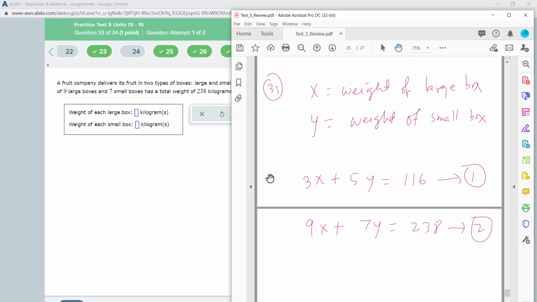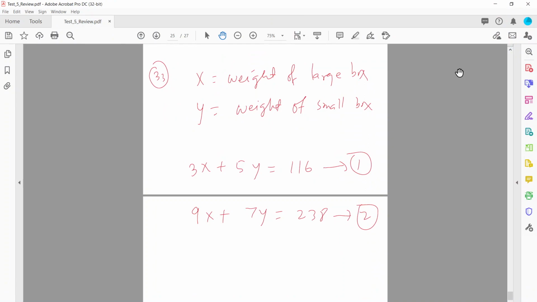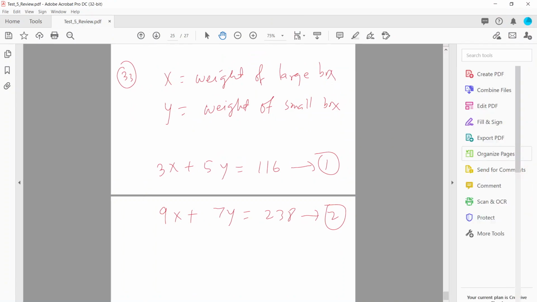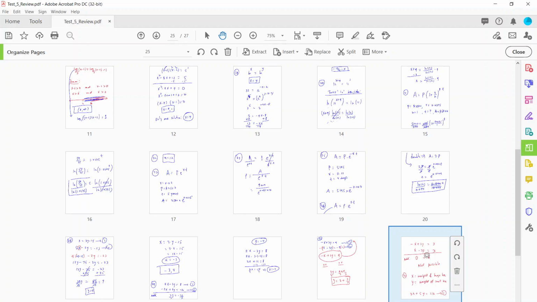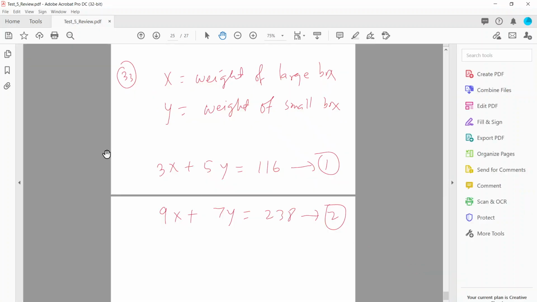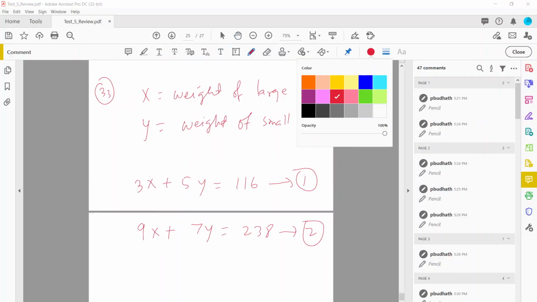You need to solve this system of equations. To solve it, you can use the addition method or the substitution method. I'm going to use the addition method. For the addition method, we need opposite coefficients, and here there is a 3x and a 9x. So what I'm going to do is multiply the first equation by -3 to make this -9x. I can do that, because I can multiply both sides of any equation by the same number.